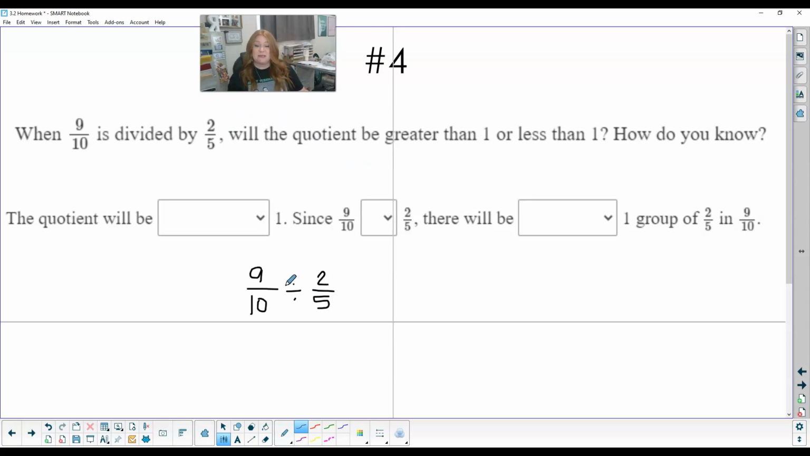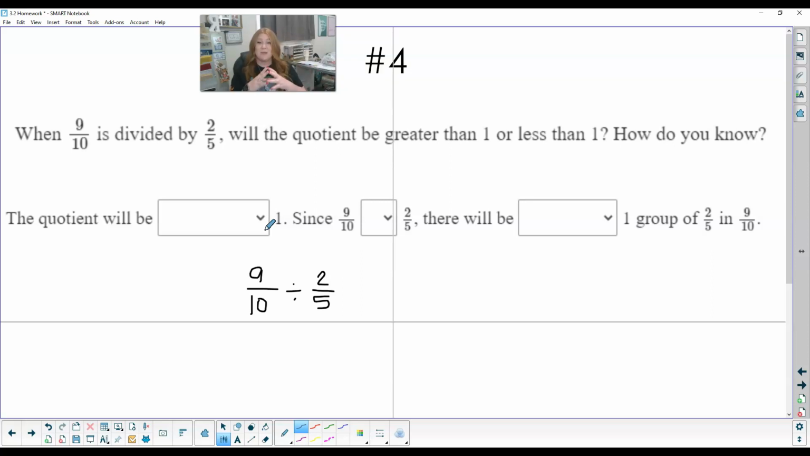So the quotient, this one, we took a bigger number and divided it by a smaller number. So we're going to have more than 1 group. If we flip that and we take a little number and divide it by a big number, we're going to have less than 1 because we don't have enough to even make a whole group, right? So if I said I have 3 apples and I'm trying to divide them into groups of 4, I don't even have enough to make 1 whole group. That would be less than 1.